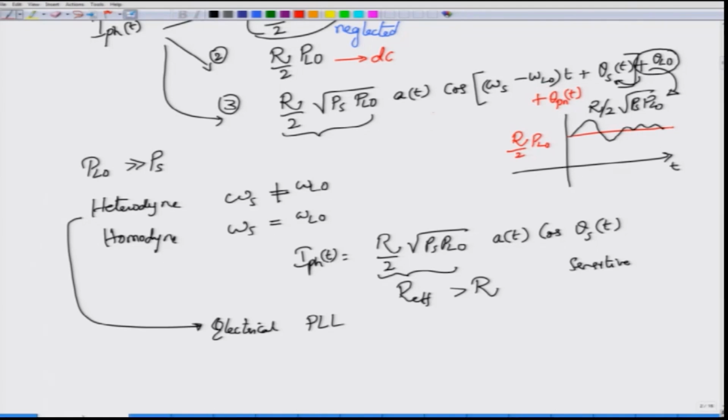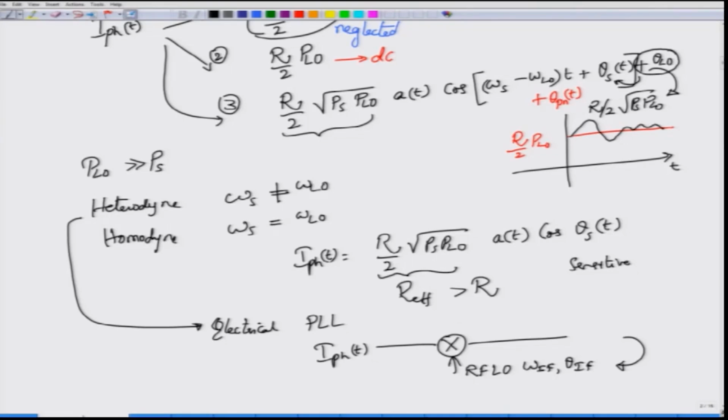To track that, you take this signal, which is now in the electrical domain, and multiply this I_PH of t by a microwave or RF local oscillator whose frequency is omega IF and which has a certain phase theta IF. Then you get this signal, and based on the output you adjust this local oscillator frequency as well as the phase. So this PLL that you are implementing is in the electrical domain, which is much simpler than implementing a PLL in the optical domain.